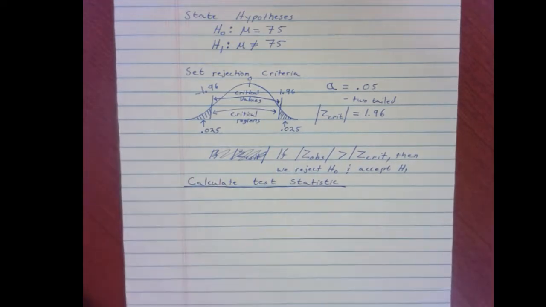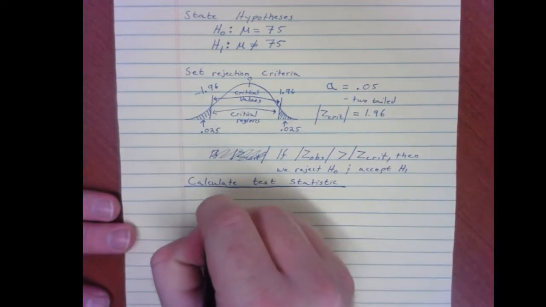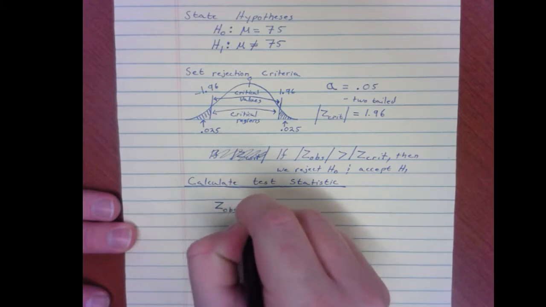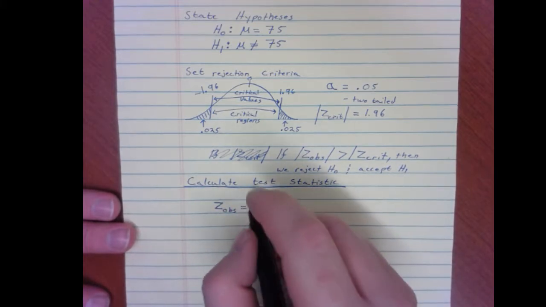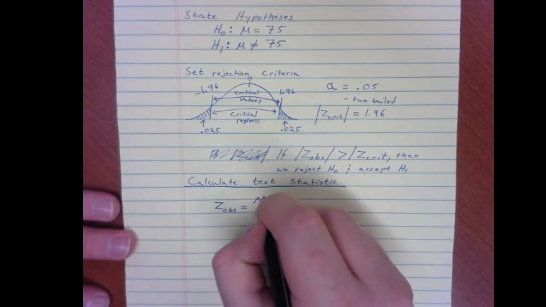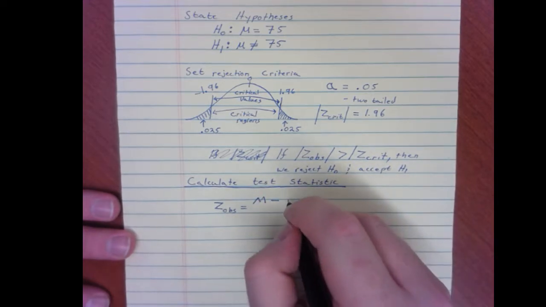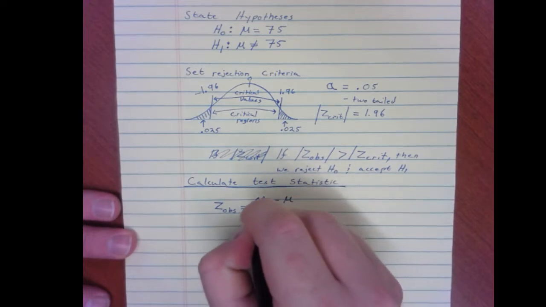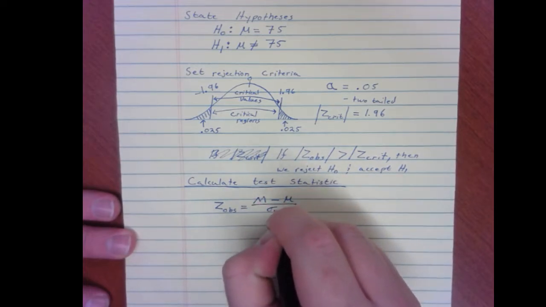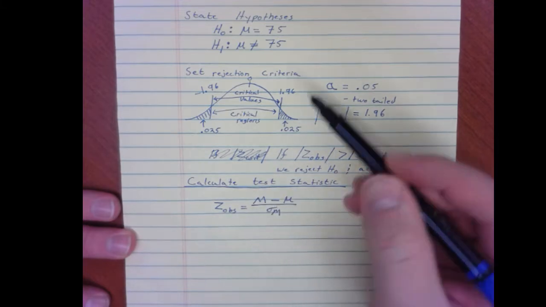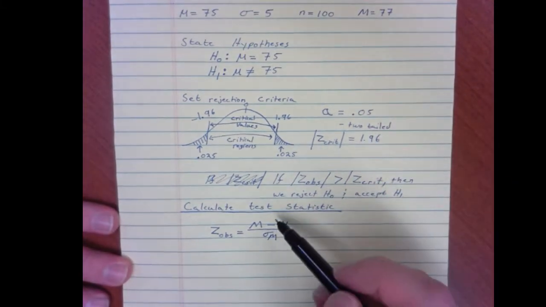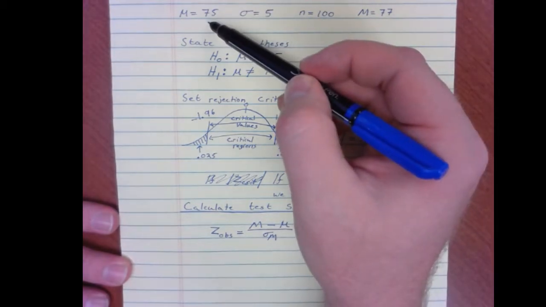Now, when we go about doing this, first thing to do is go ahead and write out the formula for a z-test. It will help you get through it and take it one step at a time. So in this case, our z observed is going to be equal to our sample mean minus our population mean divided by our standard error. Now we have our sample mean already. We have our population mean already.